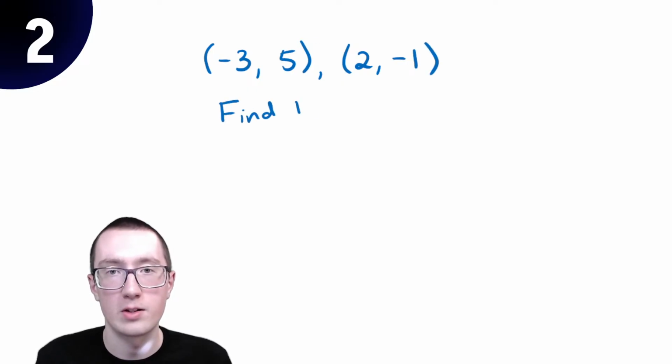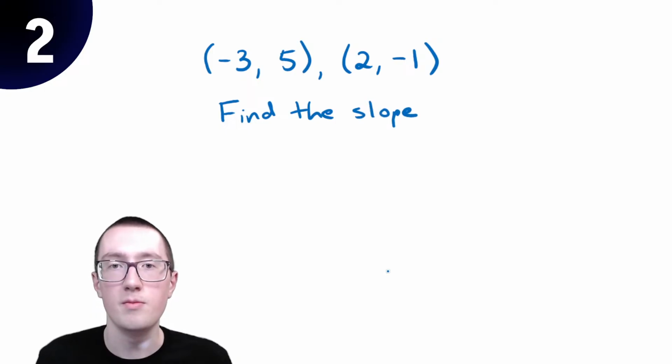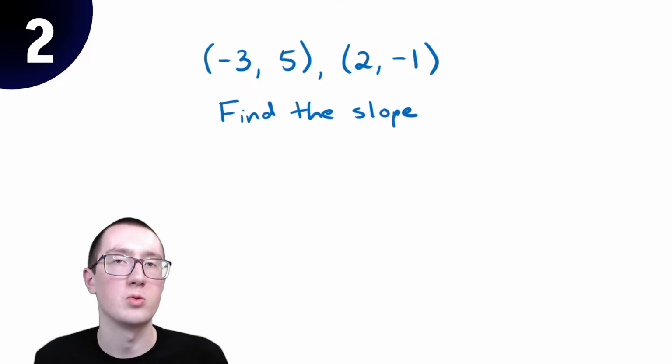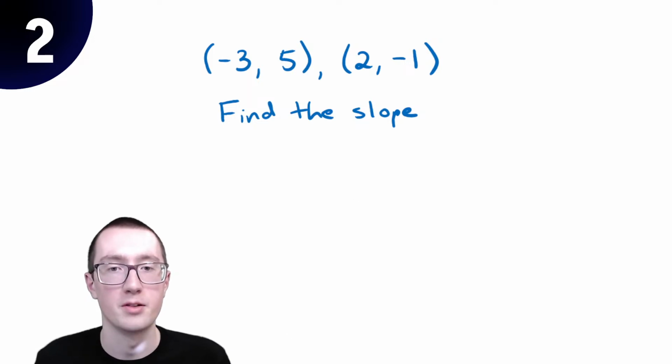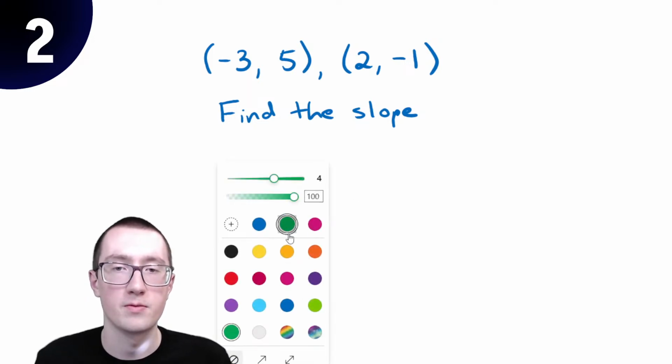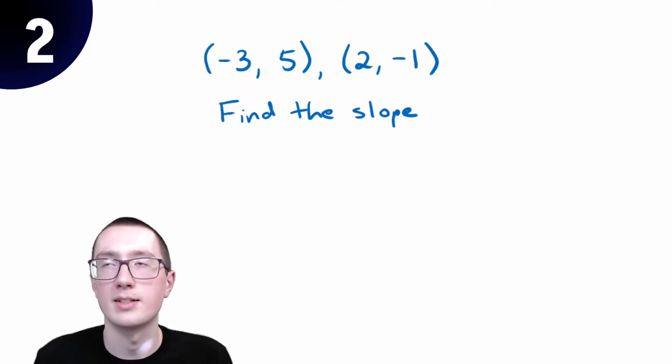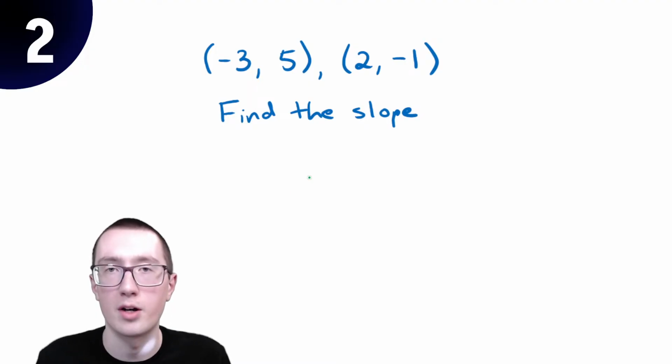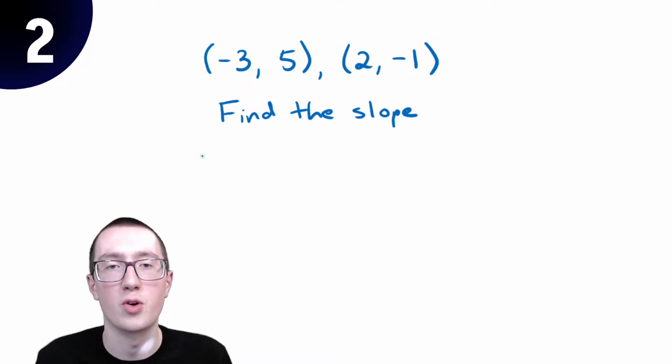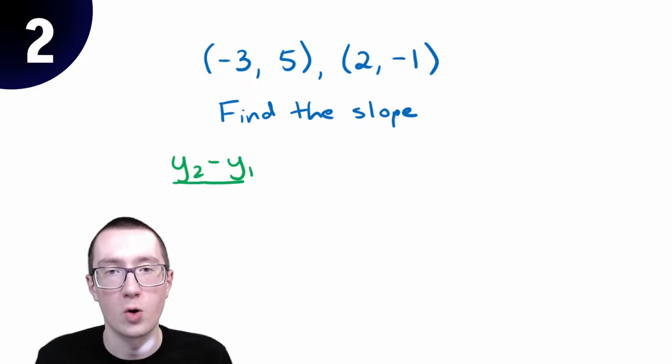And we have to find the slope. So how would we do this? So for this, we're going to use something called our slope formula. There's two ways that it's said. You might have heard it as rise over run, or you might have also heard it as the more mathy way to say it, which is y2 minus y1 over x2 minus x1.